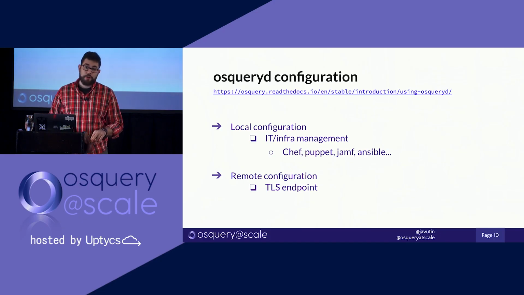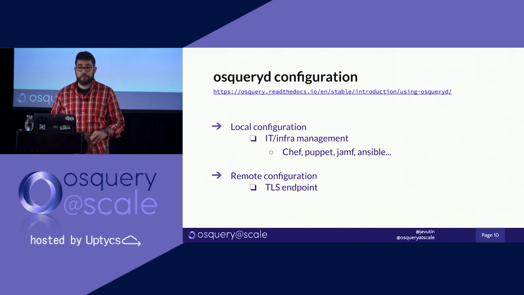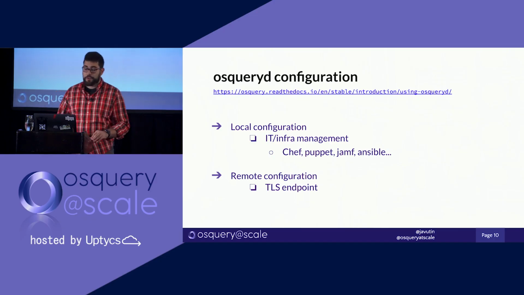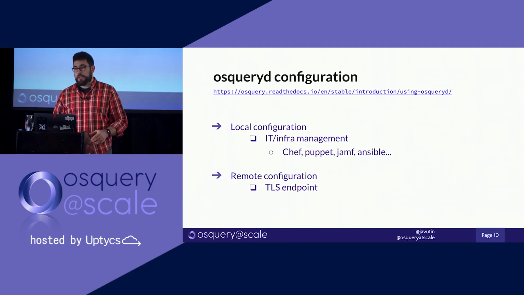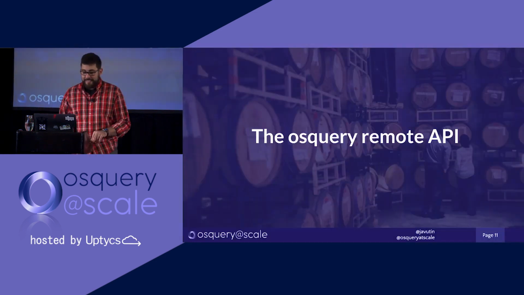However, there is the other option, which is using a TLS endpoint to distribute the configuration of osquery, which is way faster, and then you can make changes, and your infrastructure will receive those changes way faster. Well, if you have your IT infra management done the right way, it should be comparable, but we're here to talk about TLS endpoints, so let's focus on that.